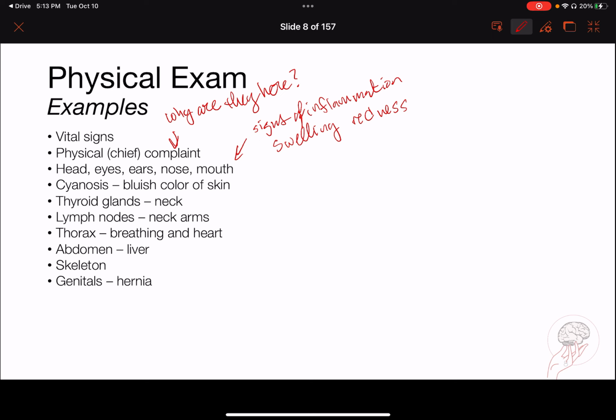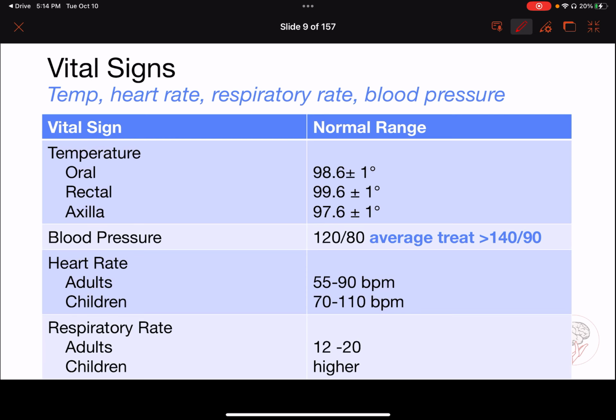If they're doing a more in-depth physical exam, they may check the genitals for hernias or for Tanner staging. They may ask for a fecal sample, but this really depends on the chief complaint. And then neurological things. Can your eyes follow a light? Grip strength, things like that.